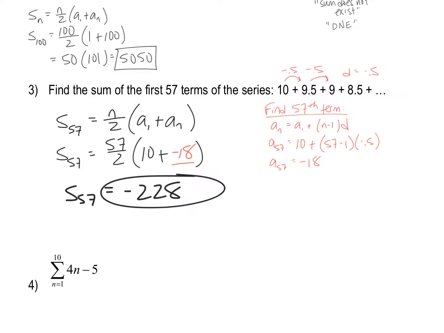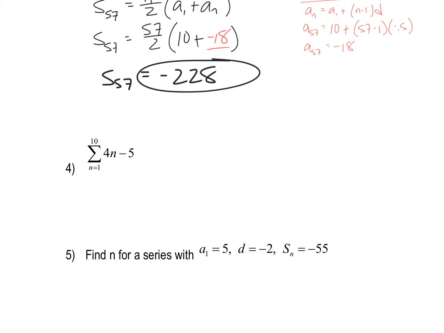And that makes sense because aren't we approaching negative numbers here? We're actually going to be adding a bunch of negative numbers if I would write out all 57 of them. So that should make sense, common sense wise, when you're doing these. Keep that in mind. Okay, let's go to number 4.